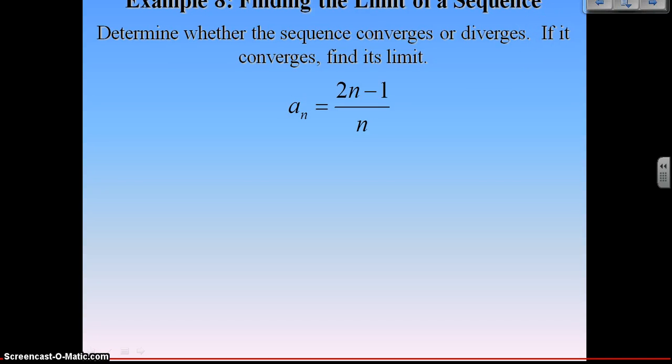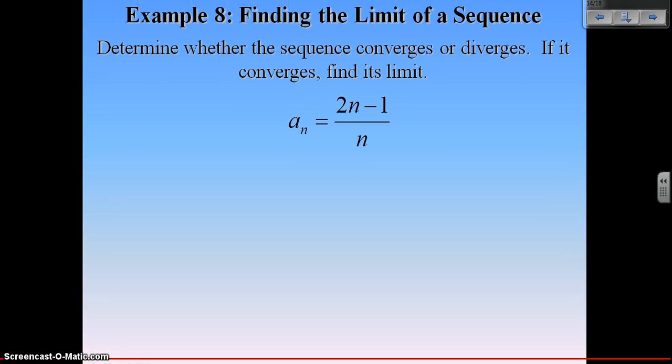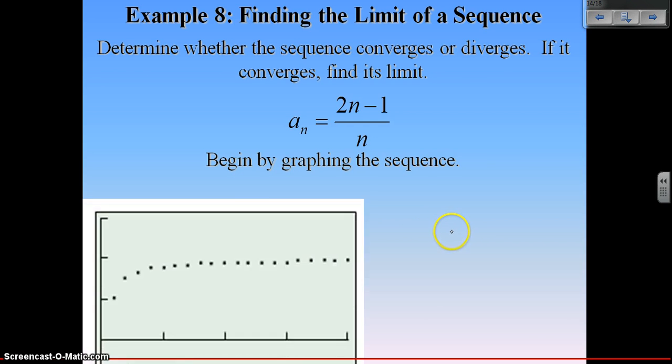So on this next problem, it says determine whether it converges or diverges. If it does converge, what does it converge to? What's its limit? So we begin by graphing the sequence. I'll let you pause the video for a moment if you wish and sketch the graph of that sequence. If you want to do that, pause the video now, come back, and then we'll keep going.